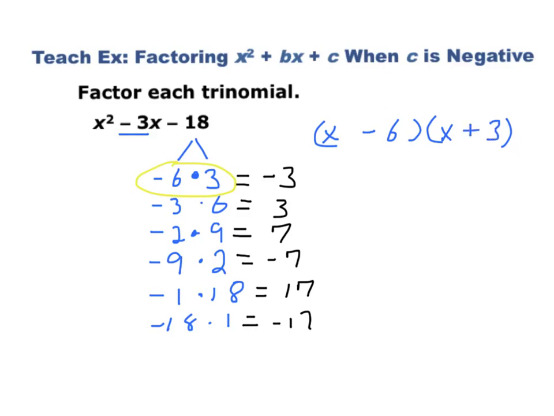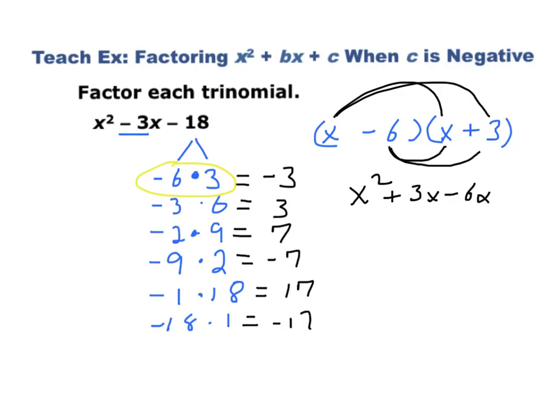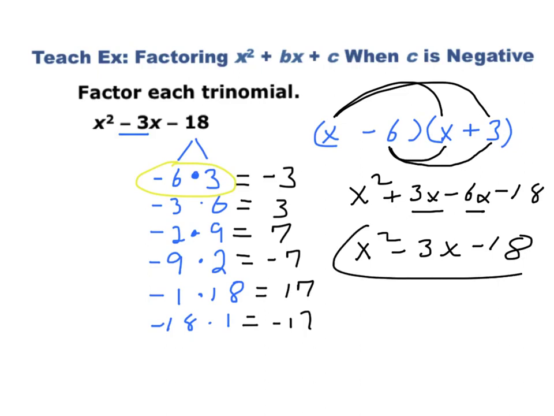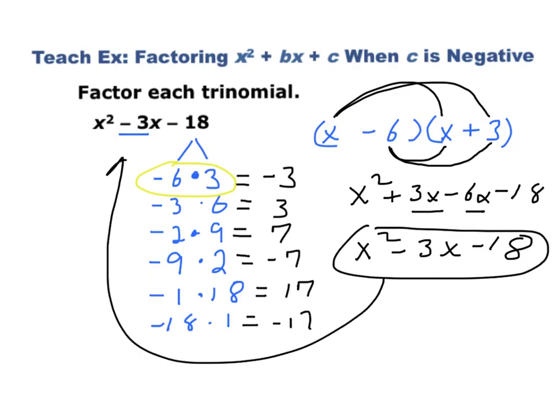Now, let's check it. X times x is x to the second. X times a 3 is plus 3x. Negative 6 times x, negative 6x. Negative 6 times a 3, negative 18. Adding like terms, these are my like terms. So I have x squared minus a 3x minus 18. And now, take a look at that. Is that what we originally started with? Yes, it is. So that means this is my answer. It is the factored form of that trinomial.